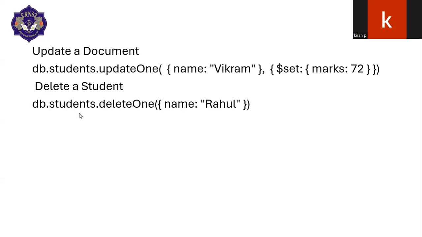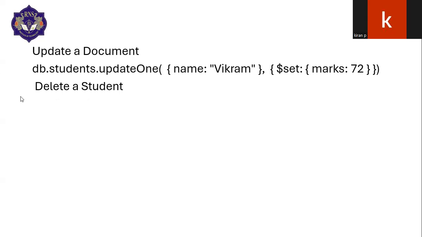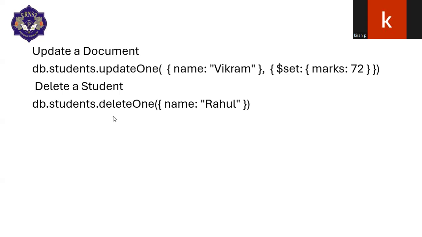Similarly, how do I delete a student? I can say db.students.deleteOne. The first document which matches this will get deleted. There might be a chance that you have multiple key value pairs repeated, and that can also be there. There's no restriction in a document-oriented representation. When I want to delete, I say deleteOne, name: Rahul, and that document will get deleted from the collection.